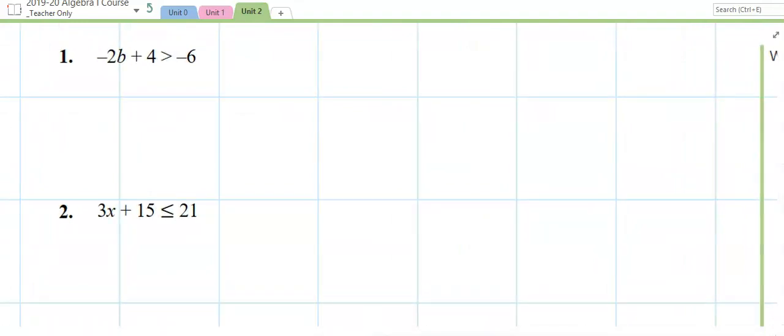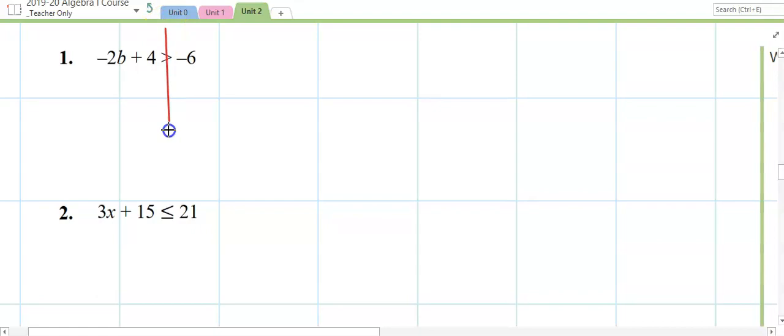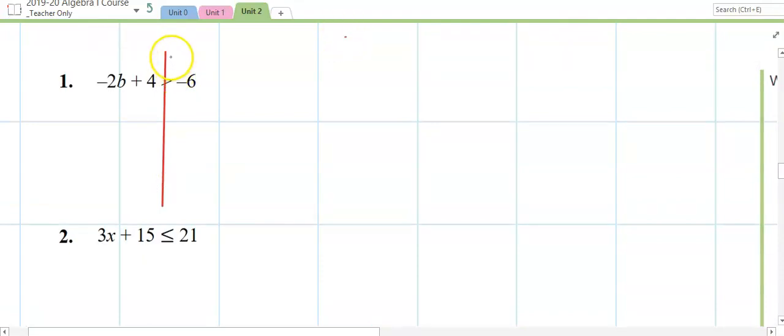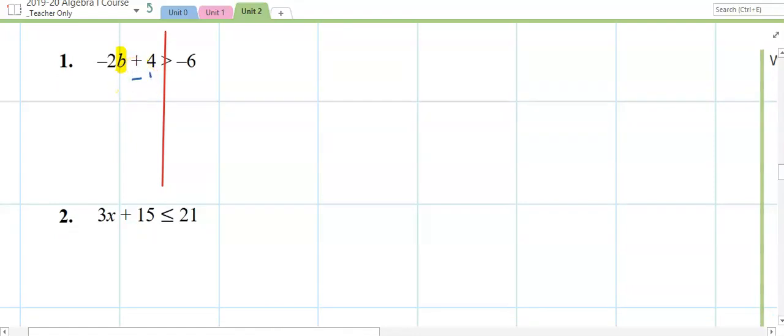Again, I encourage you, especially when you're starting out, to put that imaginary red line down the center of your inequality. That way you can clearly see that there's a left side of the inequality and a right side. You can see that on the left side we have negative 2b plus 4, and on the right side we have negative 6. Now we're going to proceed to solve for the letter b just like we would if this was an equation. We're going to subtract 4 from both sides.